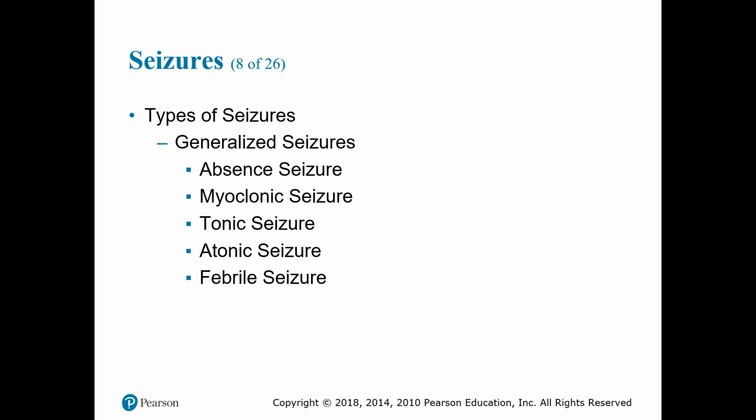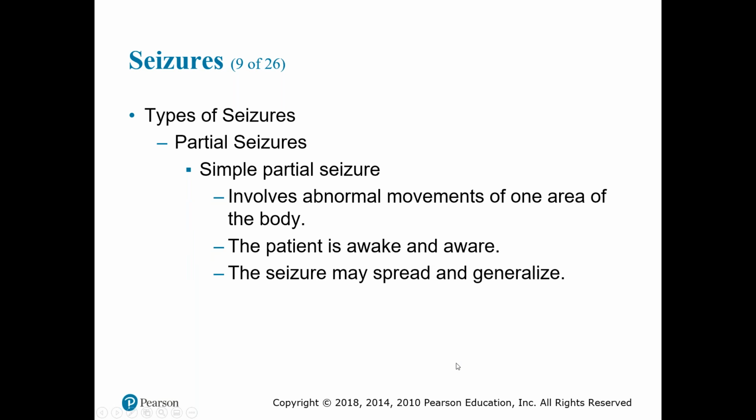Other generalized seizures that we're going to discuss: absence seizures, myoclonic, tonic, atonic, and febrile. So first, when we're talking about partial seizures, this is going to be one area of the body, and it's because it's one area of the brain that's affected. So the patient can be awake and aware at this point, and it could just be an abnormal body movement. So maybe it's arm twitching, maybe it's eyelids flickering, something like that. Simple partial seizures is going to be that categorization.